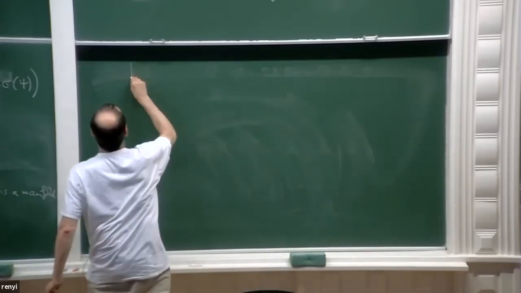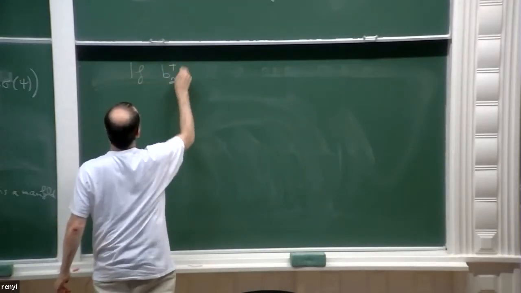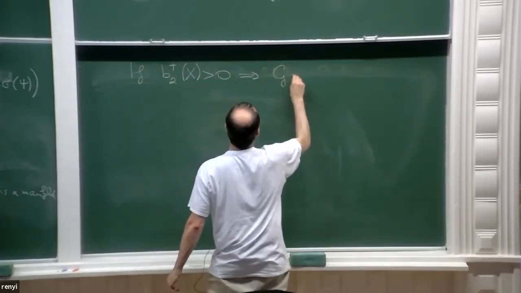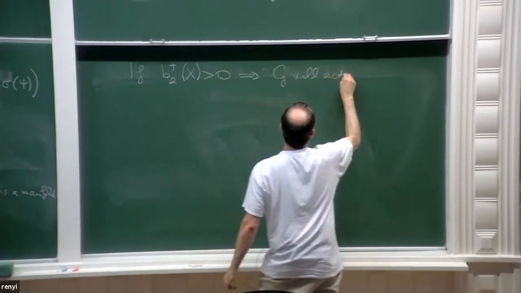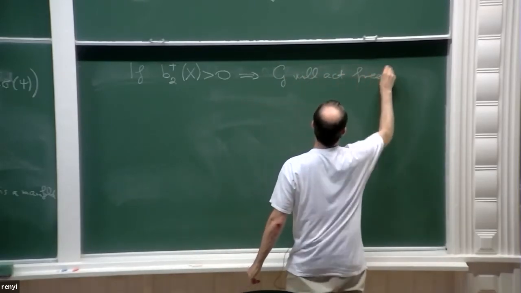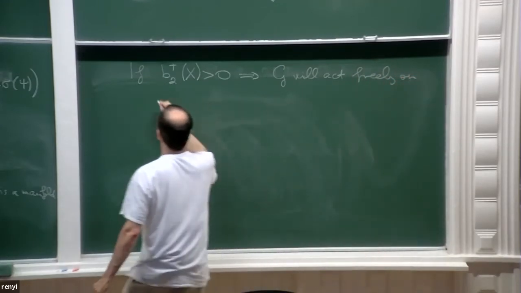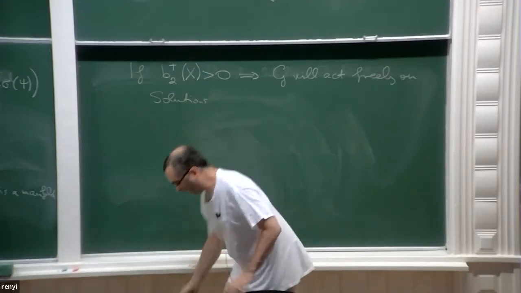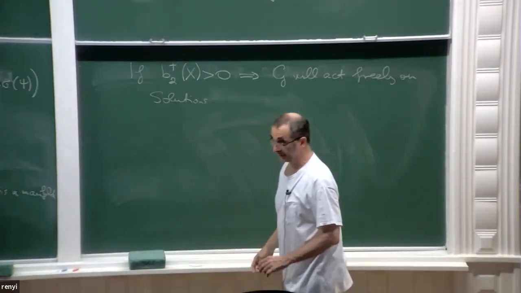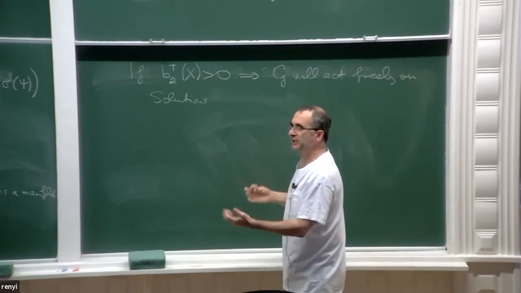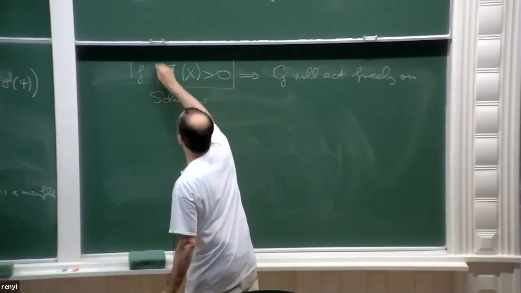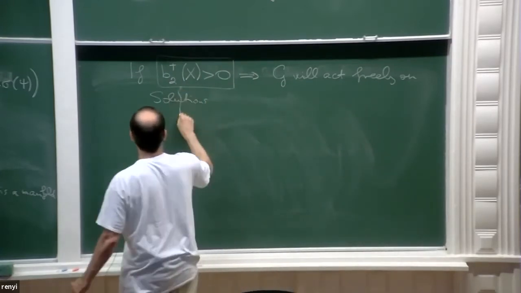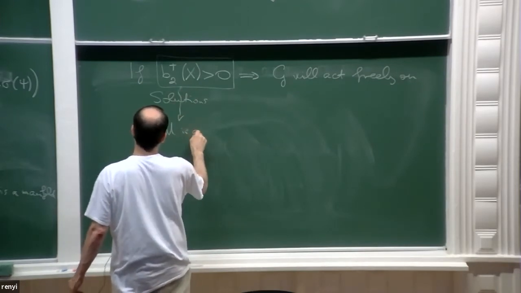But the fact I would like to get to is that if the manifold has b2 plus bigger than 0, then G will act freely on the solution space. So we are getting closer. We have to pick a generic metric, and we have to assume that our manifold satisfies some topological condition, and then M is a manifold.